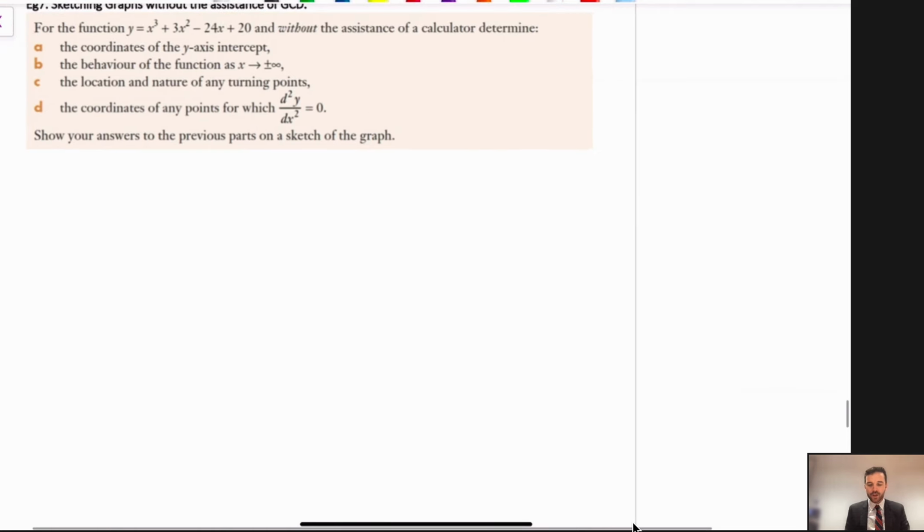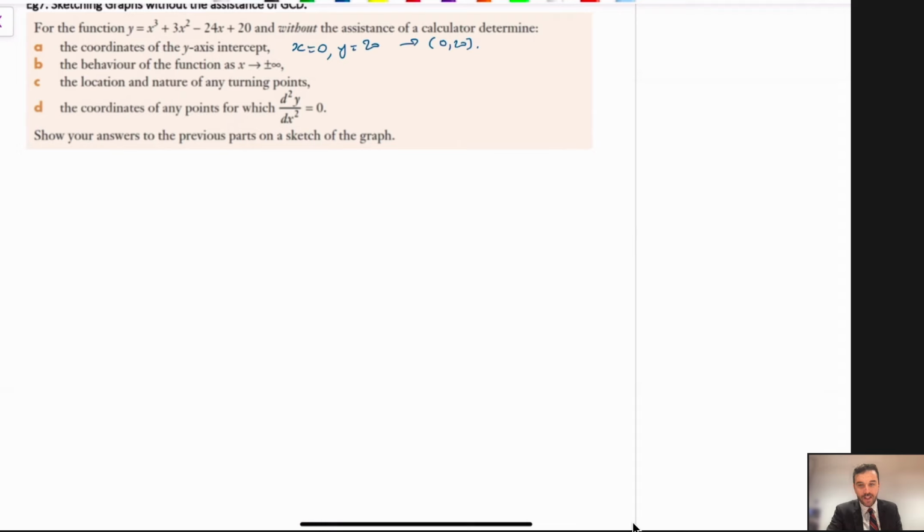If the function y is equal to x cubed plus 3x squared, take 24x plus 20, without the assistance of a calculator, determine A, the coordinates of the y-intercept. Well, we know we can find that if we make x equal to 0, y would be 20. So that's not too bad.